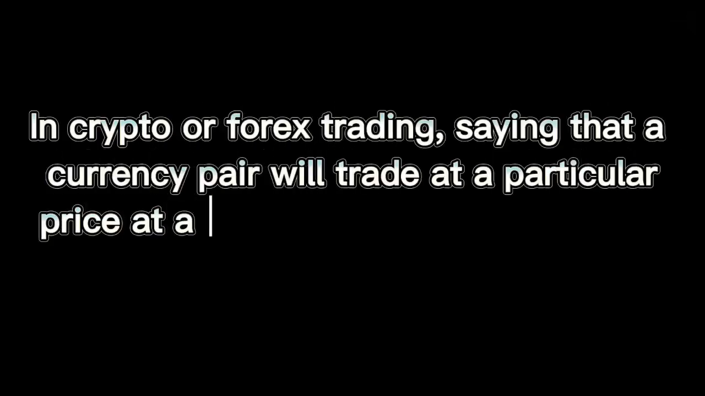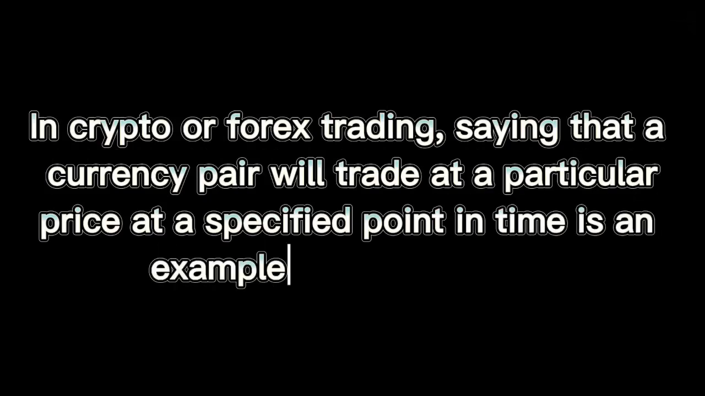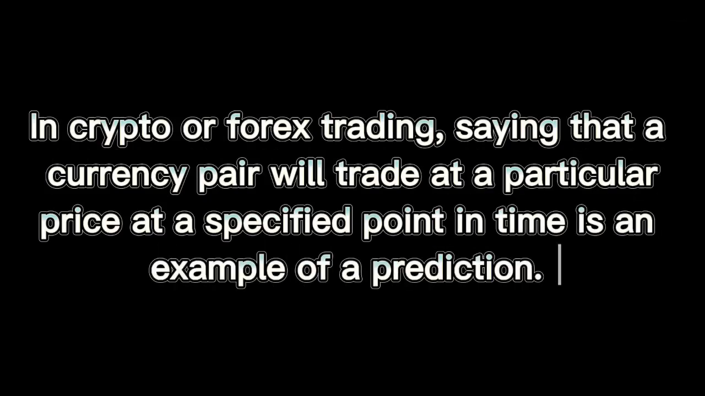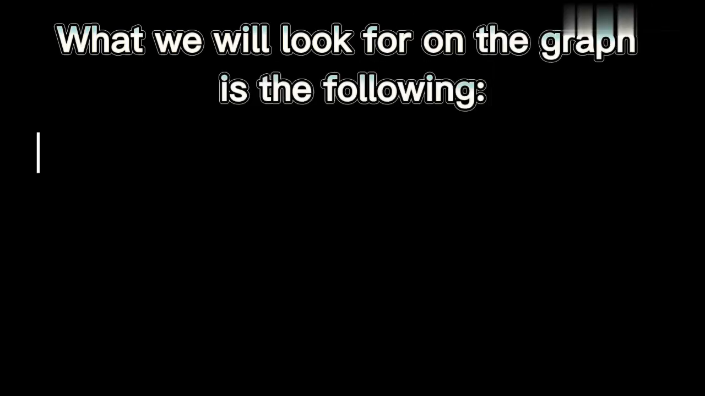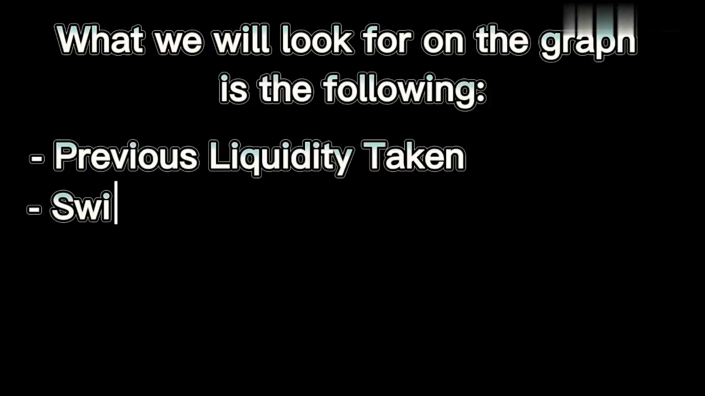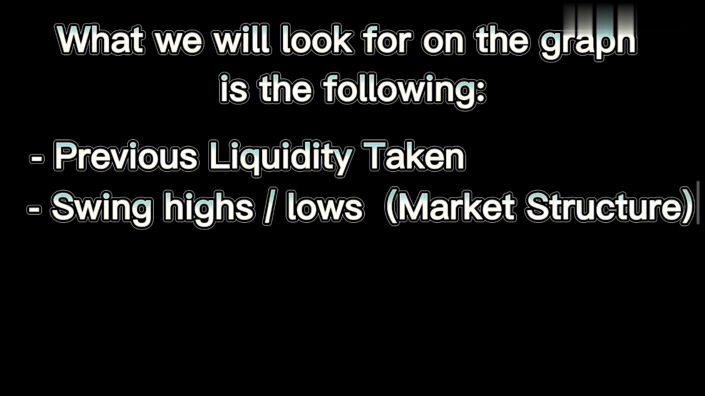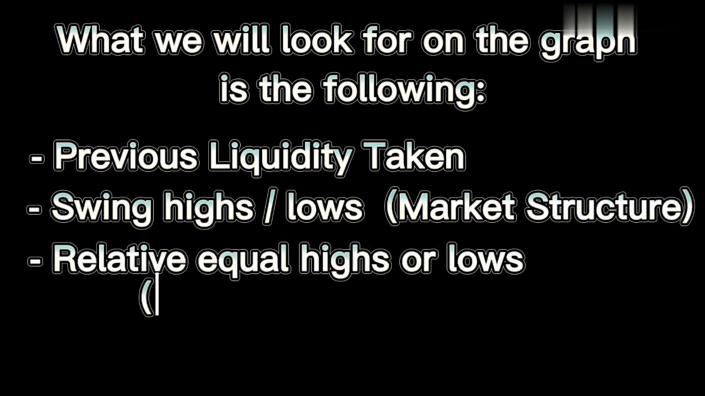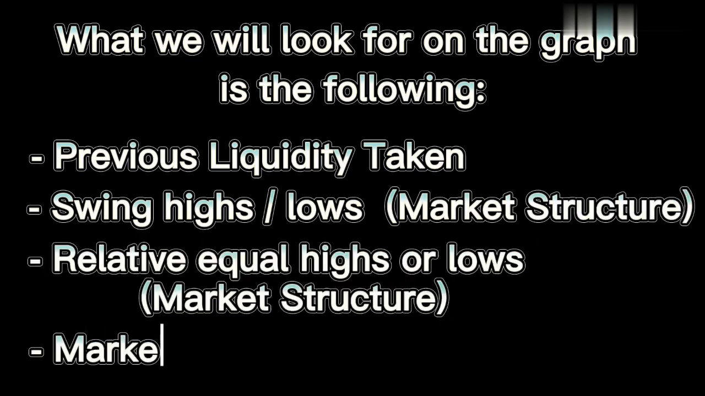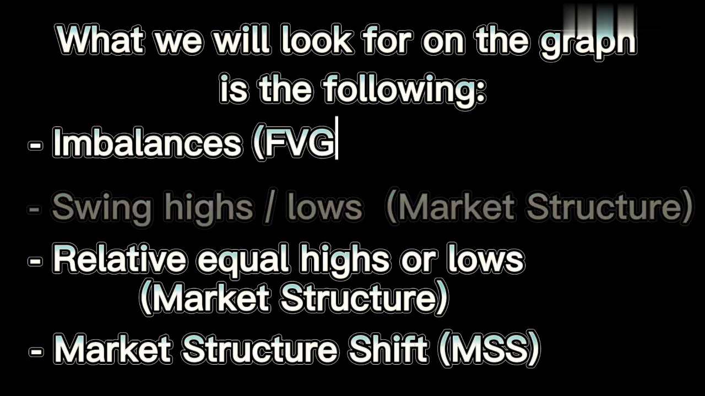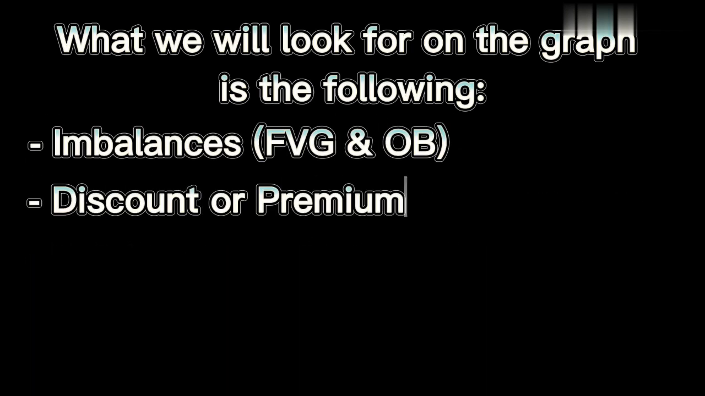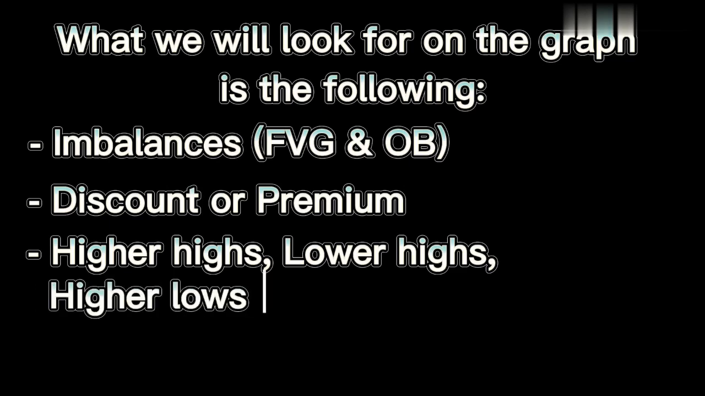In crypto or forex trading, saying that a currency pair will trade at a particular price at a specified point in time is an example of a prediction. What we will look for on the graph is the following: previous liquidity taken, swing highs, lows, market structure, relative equal highs or lows, market structure shift, imbalances, discount or premium, higher highs, higher lows, lower lows.